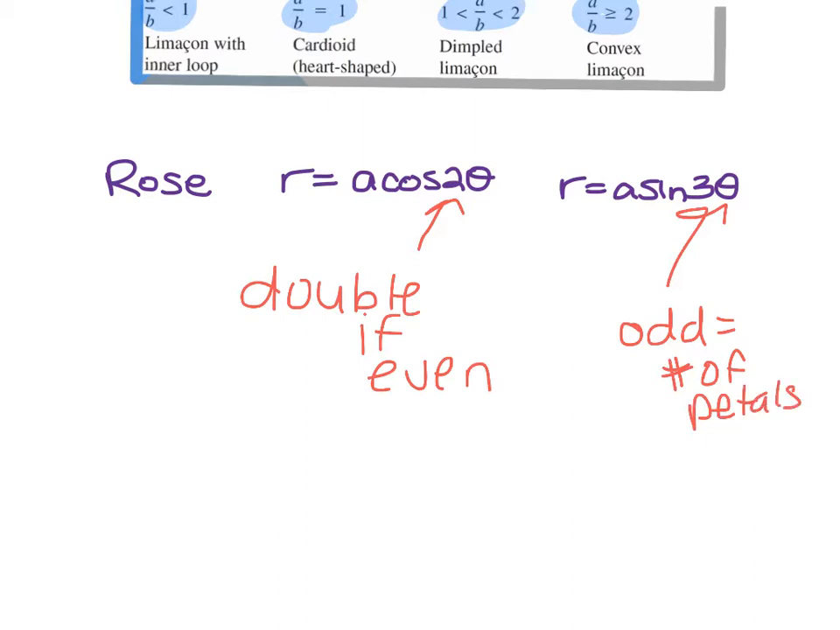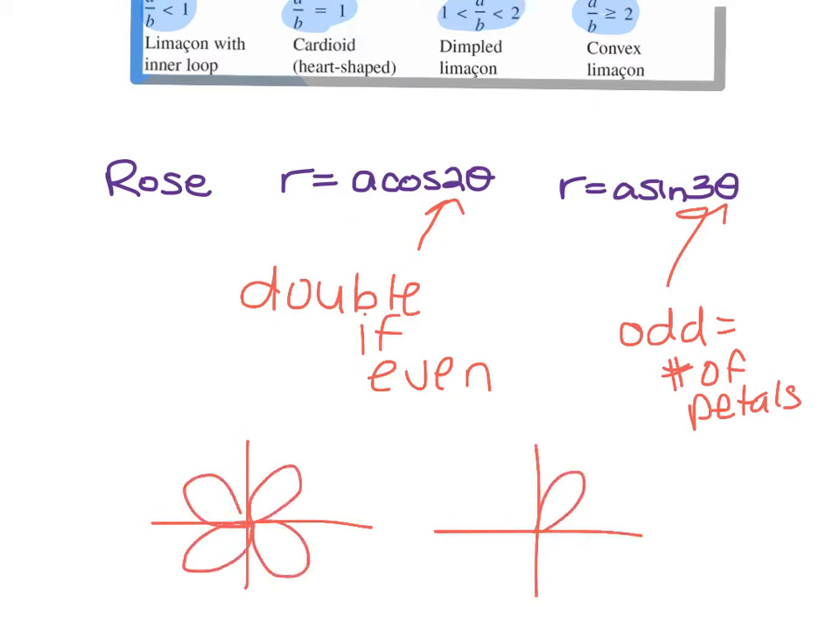So if I was to look at this, the first one would be a rose with 4 petals. The second one would be a rose with 3 petals. And if it had 4 petals, it could look something like this. If it had 3 petals, it could look something like this or something like this. Okay, all of those would be roses.